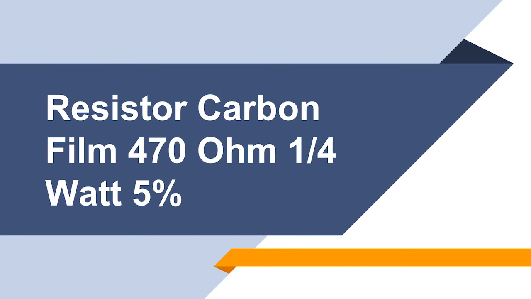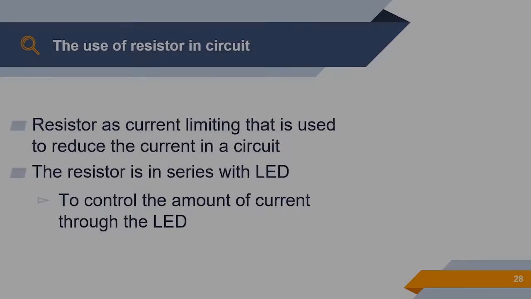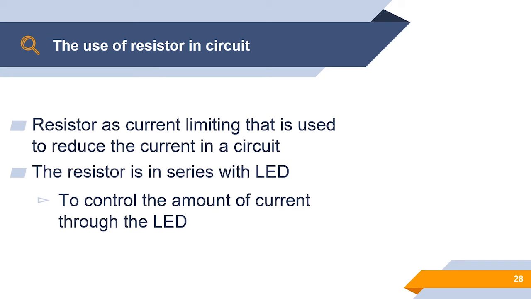And then we use two carbon film resistors, 470 ohm, for both LEDs. The resistor is used as current limiting to reduce the current in the circuit. The resistor is in series with the LED to control the amount of current to the LED.